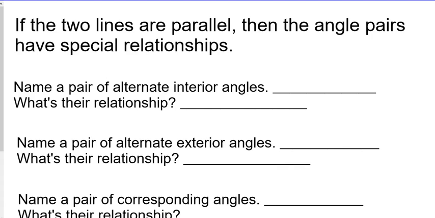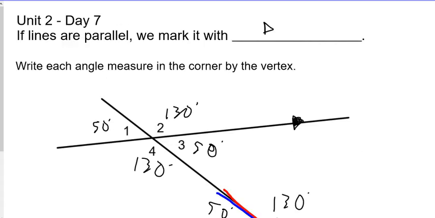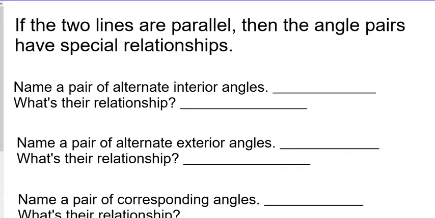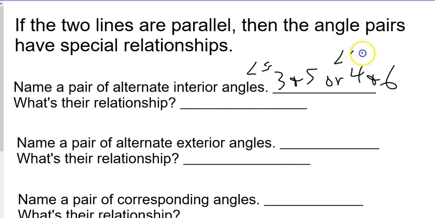So, if two lines are parallel, the angle pairs have these special relationships. So name a pair of alternate interior angles. So we're going to go back and look for alternate interior. Now remember, interior means in between the lines. So that's going to be 3, 4, 5, and 6. Alternate means opposite sides of the lines. That's 3 and 5, or 4 and 6. We're going to say both of them, okay? And we should say angles 3 and 5, or angles 4 and 6.